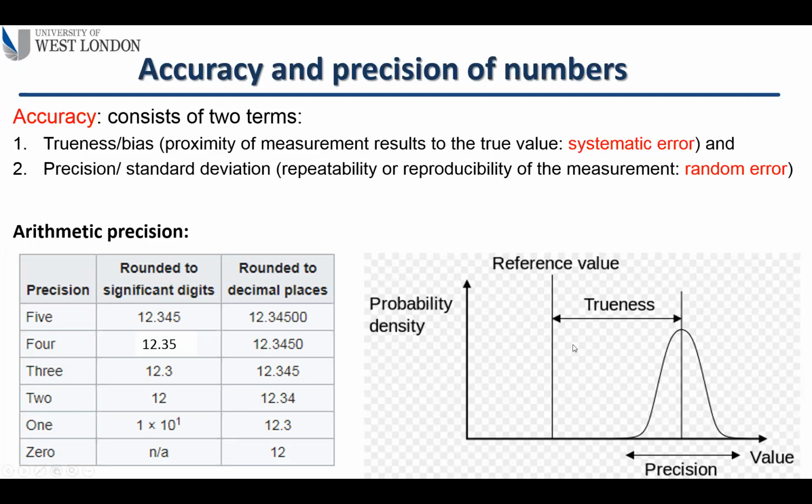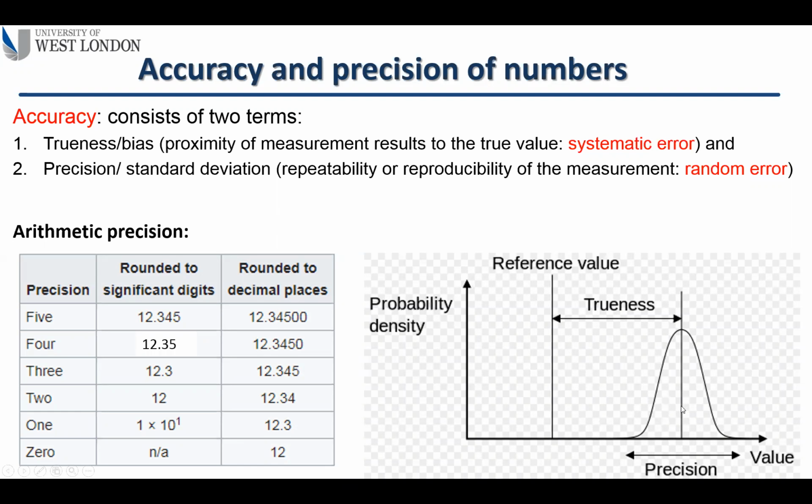The other term of accuracy is called precision. Precision is how much the values are scattered around the average. So this is called precision. For example, if you have a larger scatter, the curve will be wider. In other words, it's called repeatability or reproducibility of the measurement. For example, if you measure that one, how close you are to the same value.